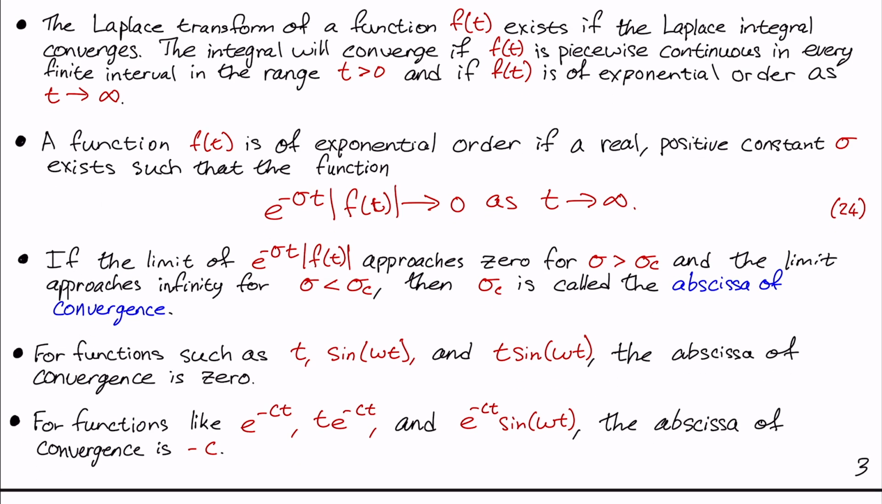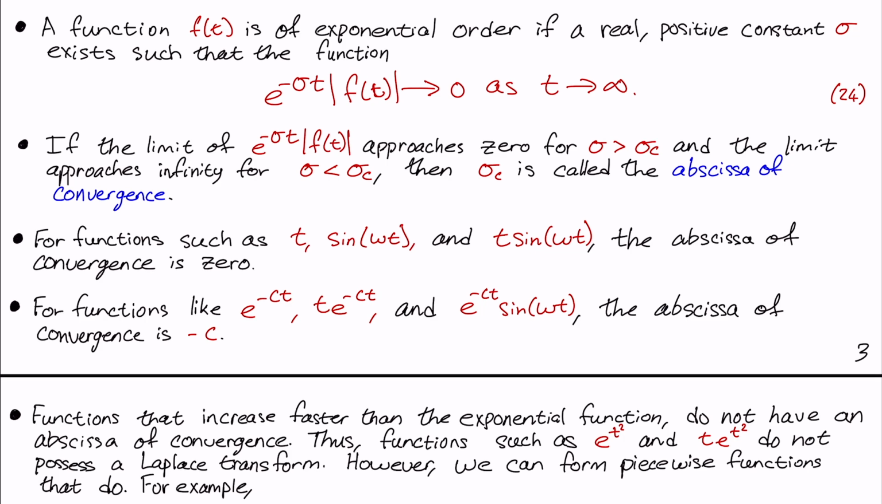For functions like t, sine of omega t, and t times the sine of omega t, the abscissa of convergence is 0. For functions like e to the minus ct, t times e to the minus ct, and the damped sinusoidal, the abscissa of convergence is minus c. Meaning that we can apply the Laplace transform to these functions because an abscissa of convergence does exist.